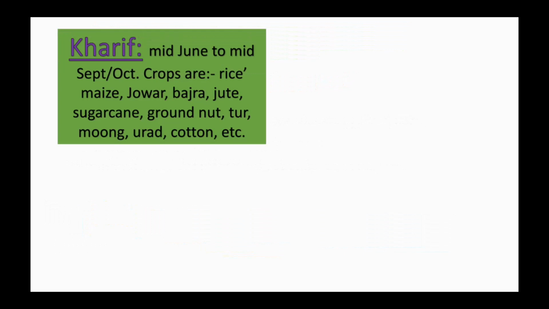Now a question may come to your mind, what is Kharif? What is Kharif crop? What is Kharif season? This period is from mid-June to mid-September or October. Especially crops like rice, maize, jowar, bajra, jute, sugarcane, groundnut, tur, mung, urad, cotton, and many more are grown.